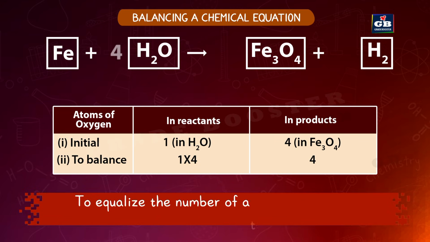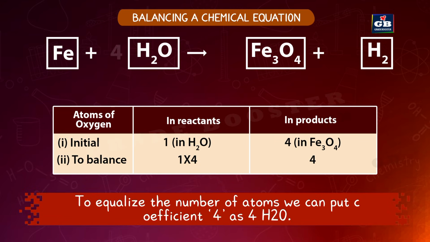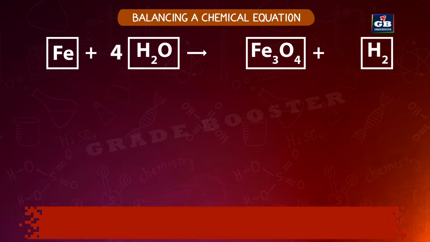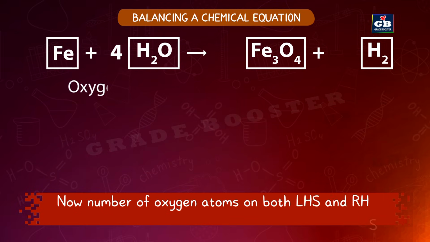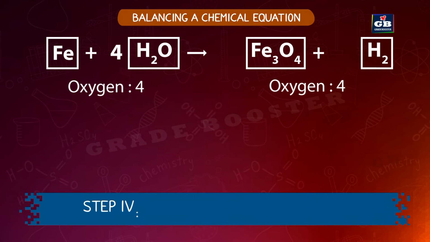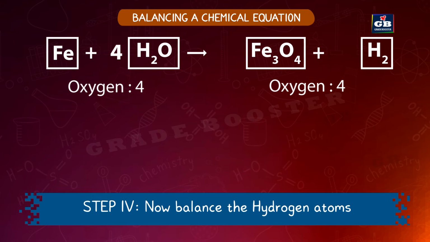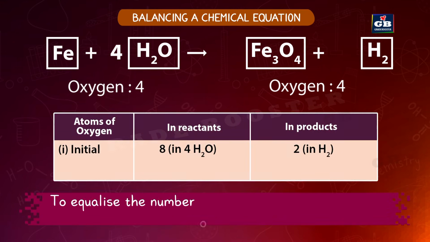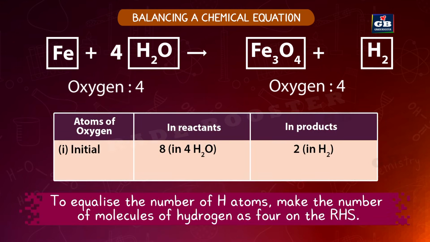So to equalize the number of atoms, we can put coefficient 4 as 4H2O. Now the number of oxygen atoms on both the left hand side and right hand side are balanced. Step 4. Now balance the hydrogen atoms. To equalize the number of hydrogen atoms, make the number of molecules of hydrogen as 4 on the right hand side.